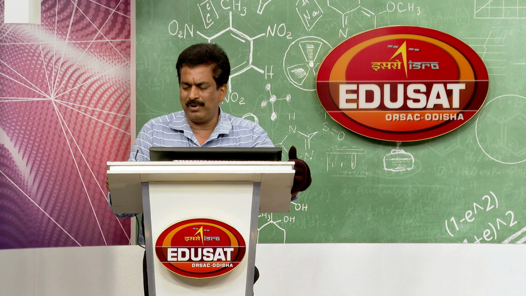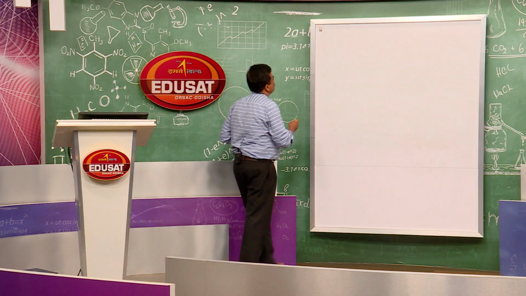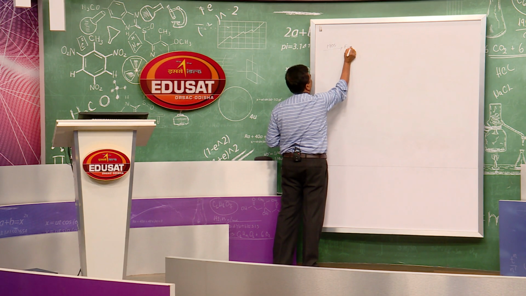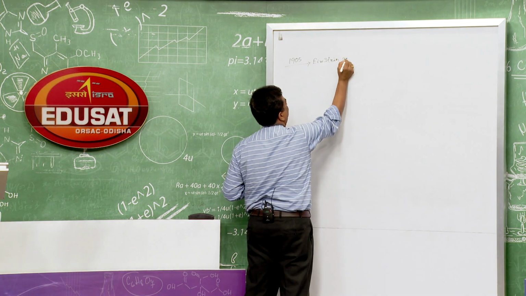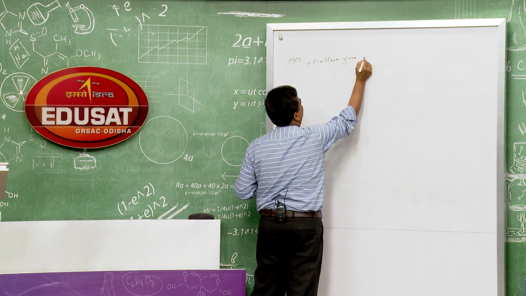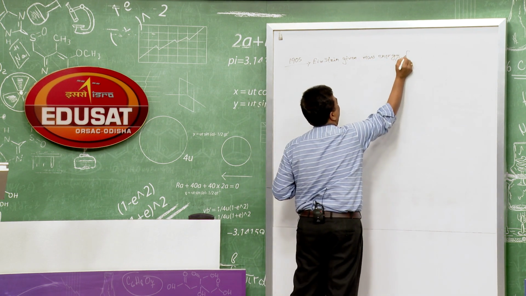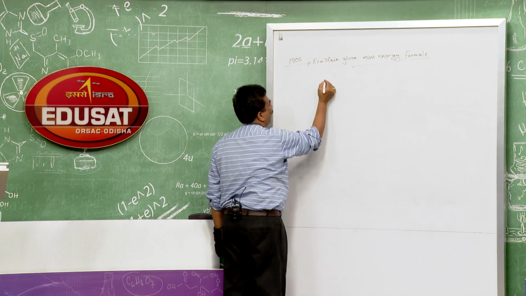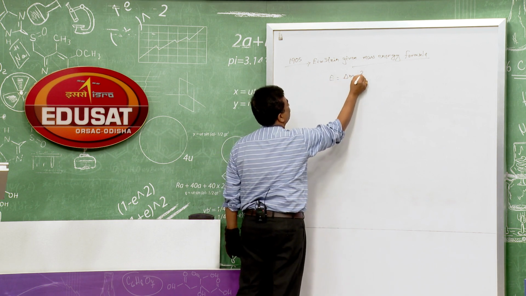So if we go for the binding energy, as we know from Einstein's mass energy formula in 1905, Einstein gave the mass energy formula. And in the binding energy we have written E is equals to del m c square.